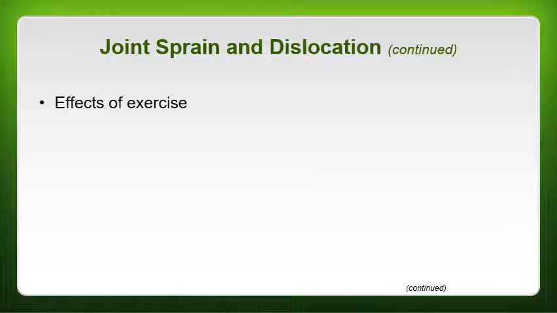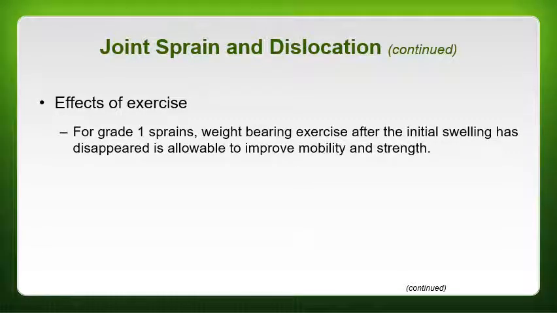So as far as the effects of exercise, for grade 1 sprains, weight-bearing exercises after the initial swelling has disappeared are definitely allowed for improved mobility and strength. Speaking from the rehabilitation side of things, I know we're separating scope of practices, but usually with grade 1 sprains, people can typically get moving pretty quickly. And the faster you can get good mobility and strength there, the better off you are.